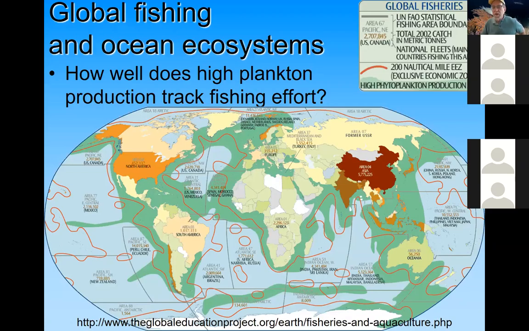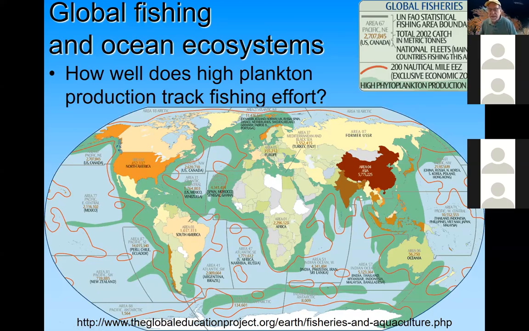Okay, so we want to think about global fishing and, with that example, try to explore more what the phenomenon of fishing is. And so here's a map. This is very coarse. And what this shows are a couple of things. We see the most productive regions, the high phytoplankton production areas in the ocean. And you can see that the coastal regions, the regions on the coasts of continents, are typically quite productive in terms of plankton production.